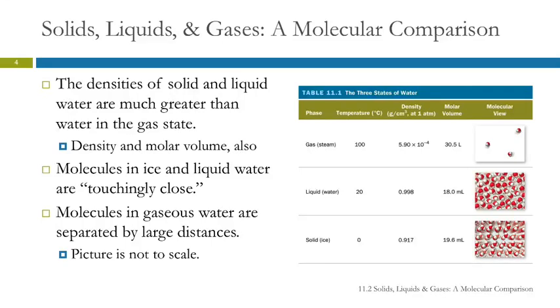So we've talked about properties of solids, liquids, and gases. And here's a summary. We're looking here at the three states of water: gas, liquid water, and ice. So in ice, well, let's start with liquid water. In liquid water, the particles are touchingly close, and they're free to move relative to each other.